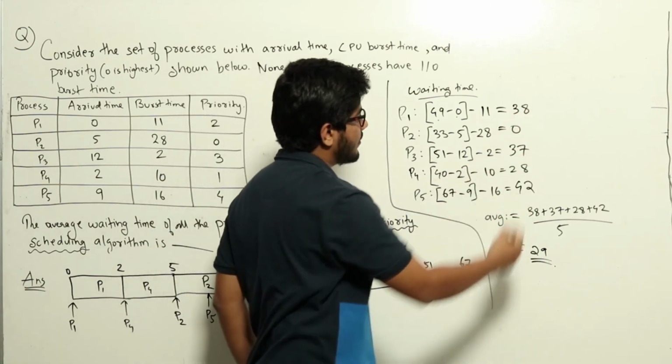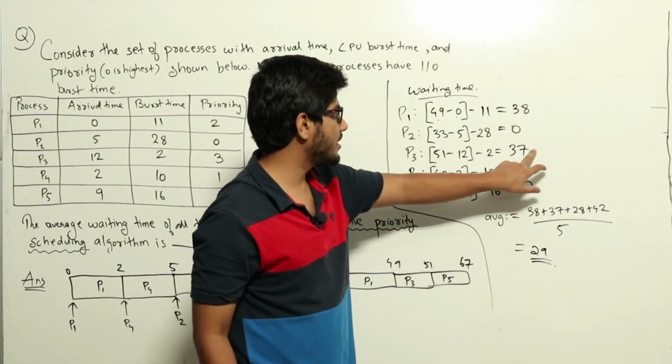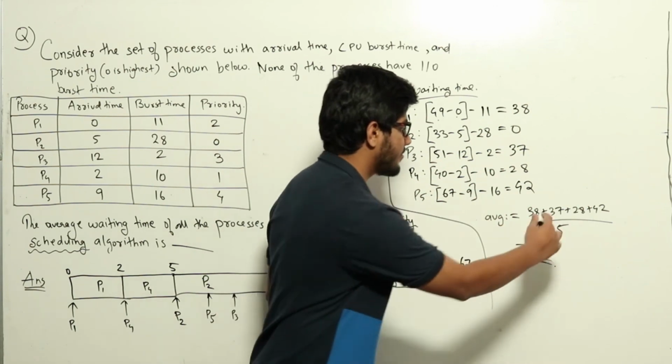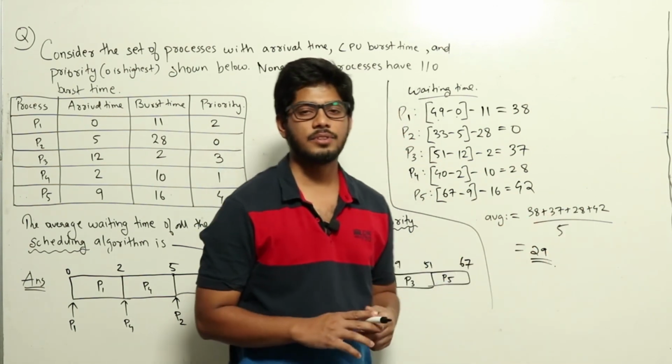So average waiting time is 38 plus 0 plus 37 plus 28 plus 42, divided by 5. That will give you 29. 29 is the answer.